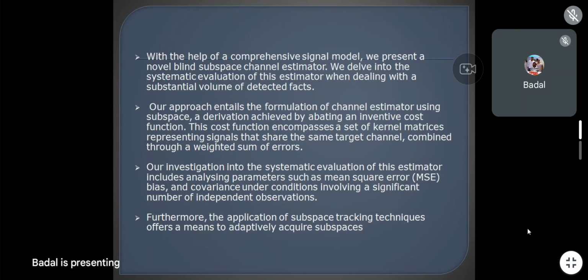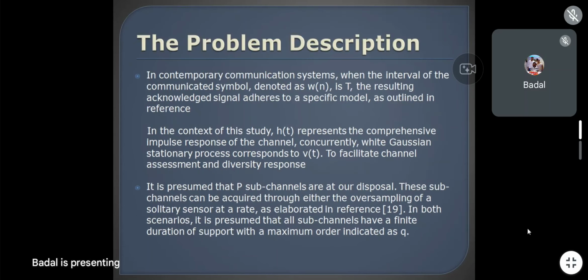sum of errors. Our investigation into the systematic evaluation of this estimator includes analyzing parameters such as mean square error, bias, and convergence under conditions involving a significant number of independent observations. Furthermore, the application of subspace tracking technique offers a means to adaptively acquire the subspace.